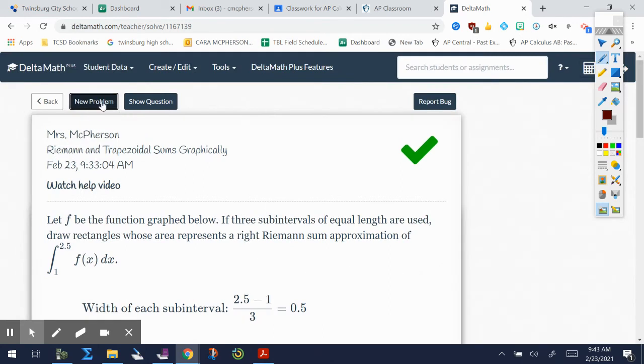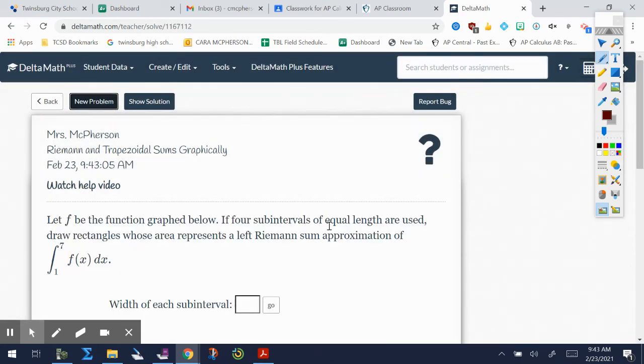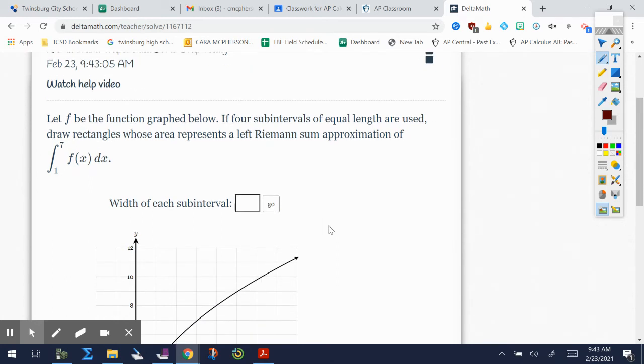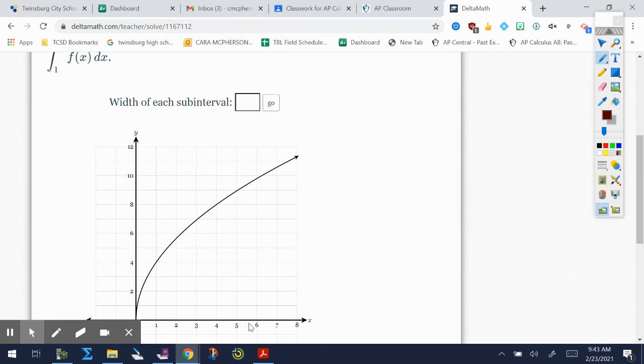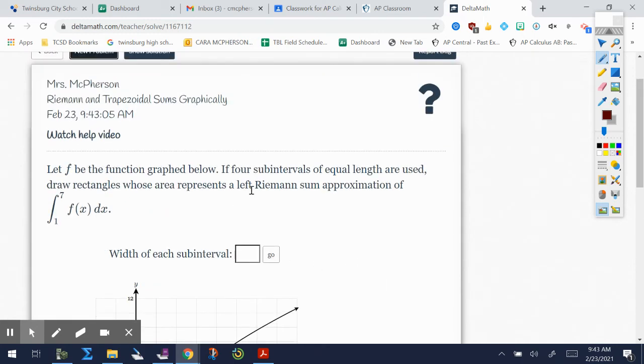So let me show you a left one. Oh, perfect. So this one is going from 1 to 7. You can even look on your number line from 1 to 7. We are splitting it up into 4 subintervals. If I'm splitting from 1 to 7, 1 to 7 is 6 units wide. And if I'm taking 6 and dividing it by 4, well, 6 divided by 4 is 1.5.